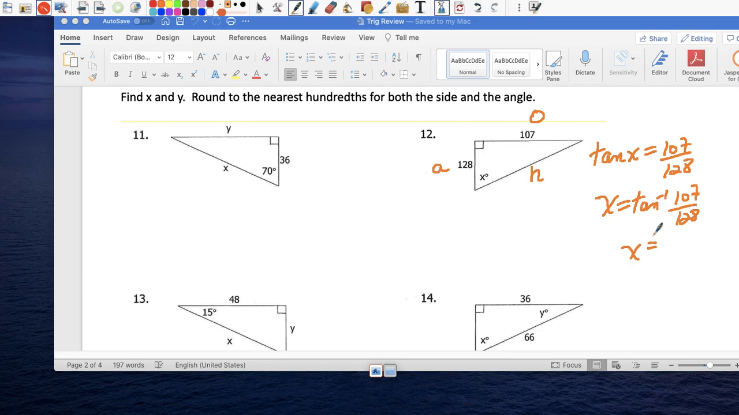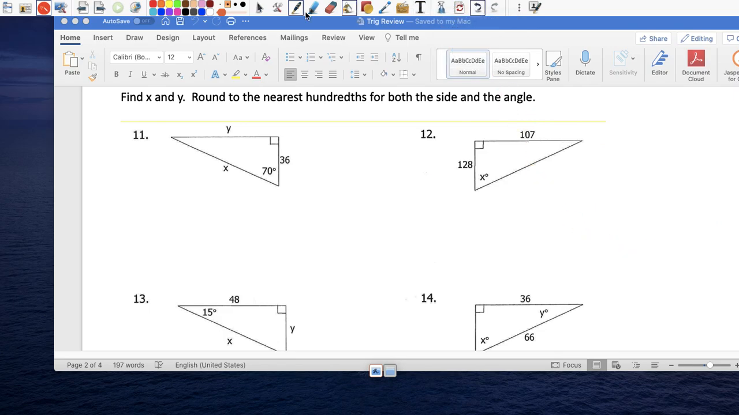And that's going to give us, let's see, second function, tan inverse. I'm going to enter 107 over 128. Enter. We're going to get 39.90 degrees.